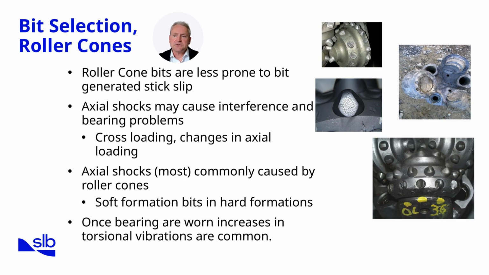Another issue is the mismatch between bit type and formation. When soft formation roller cones are run in harder rock, the cones cannot cut effectively. This mismatch creates frequent axial shocks, further accelerating bearing wear. Once bearings degrade, torsional vibrations quickly increase because the cones no longer rotate smoothly. In short, while roller cones avoid some of the torsional stick-slip problems seen with PDCs, they introduce other risks, particularly axial loading and bearing failure. Careful bit selection and operating parameter control are essential to prevent these outcomes. Next, we'll expand the discussion to well design and how planning influences vibration.